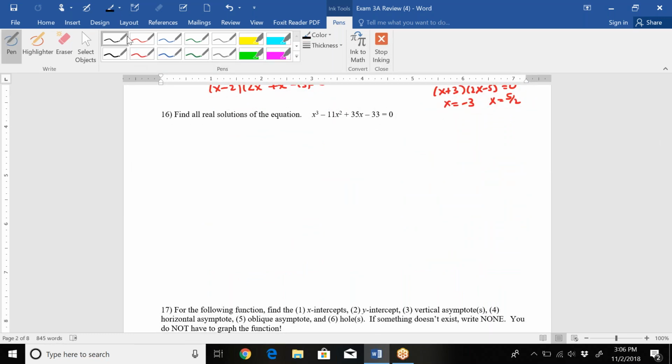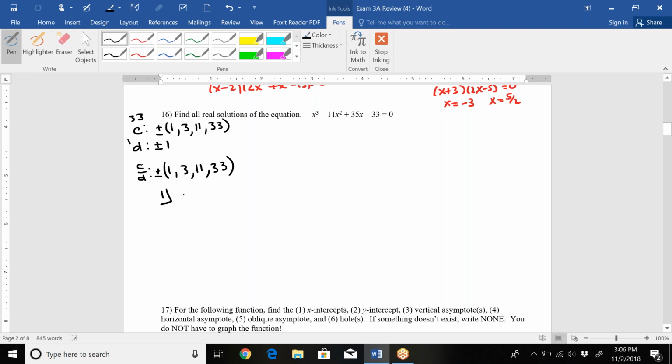So let's look at our C over D list. So C is plus or minus, it's going to be 33. So 1, 3, 11, and 33. D is 1, so it's just going to be plus or minus 1. So anytime your D is just 1, your list is just your C's. So it's plus or minus 1, 3, 11, and 33. So there's all 4 possibilities, but the plus or minus makes it 8.